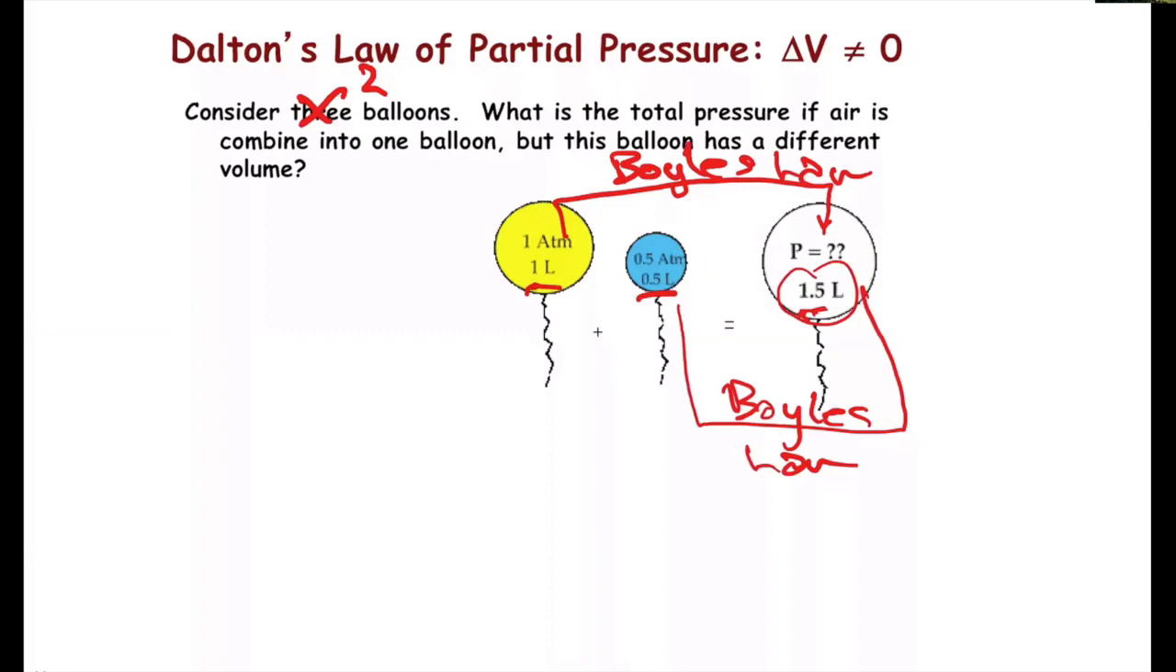that the volume is bigger. That means the pressure drops. So that pressure is going to change from 1 atmosphere to something lower because now it's in a bigger volume. Here, we go from 0.5 liters to 1.5. Again, that pressure is going to drop because we're going from a small volume to a bigger volume, so the pressure is going to decrease.